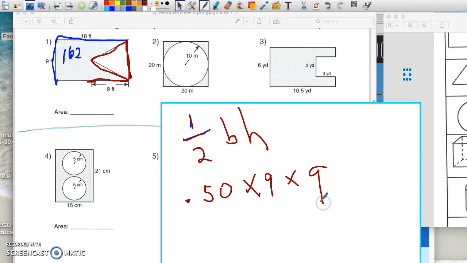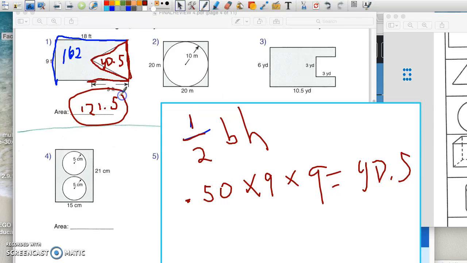Alright. So let's multiply all those together. 0.50 times 9 times 9. I get 40.5. Okay? So this is 40.5. Now, this time, what do we do with these two numbers? Nope, not add them. These we subtract. That's why it's white, so it's like missing. So I'm going to take my 162, subtract my 40.5. I get 112, or excuse me, 121.5 as my answer. Okay?